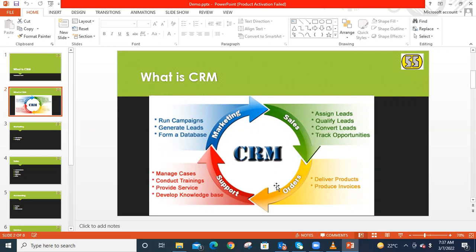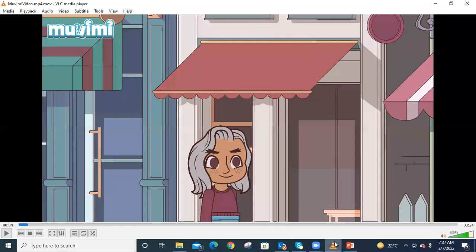Let's understand this graphically. I made a graphical representation of this CRM approach. The lady we are seeing is a sales executive. She goes to people's homes and collects lead information. What does lead information mean? She goes to homes and collects the customer's name, mobile number and email ID.